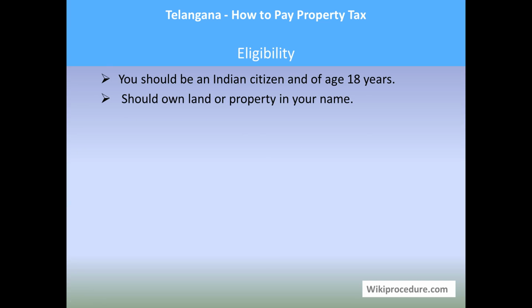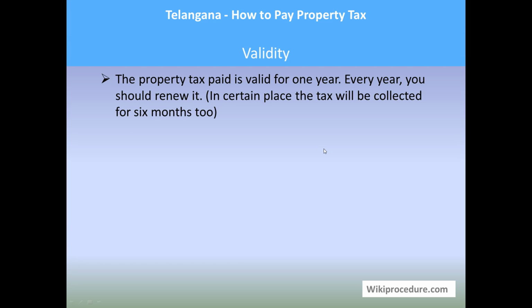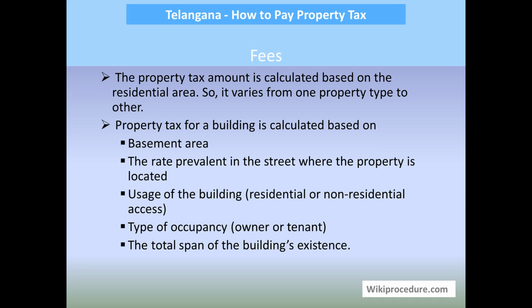Eligibility: you should be an Indian citizen and aged 18 years plus, should own a land or property in your name in Telangana. Validity: the property tax paid is valid for 1 year. Every year you should renew it. In certain places of India, this renewal can be once in 6 months too.